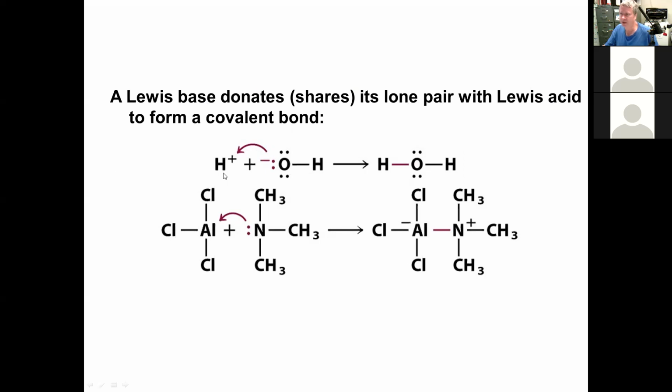Here's an easy one. H plus reacts with water. So remember also, I'd circle this lone pair too. I'd circle the O minus and have it go attack the proton. These are chemical reactions. This is a very simple chemical reaction of A plus B makes C, right?